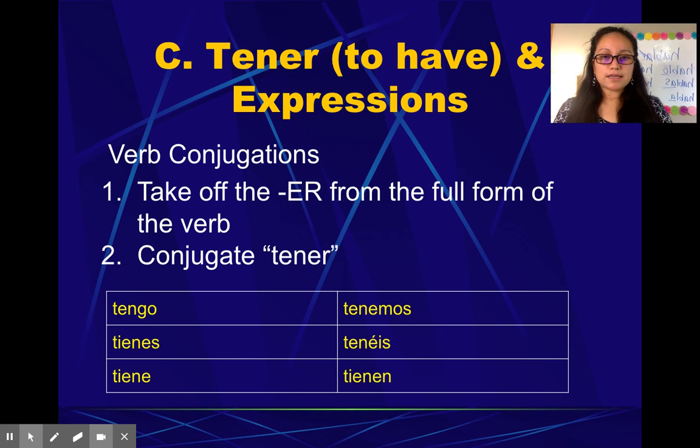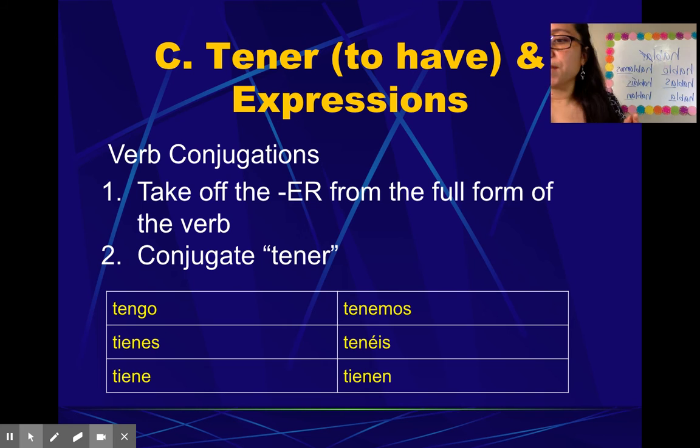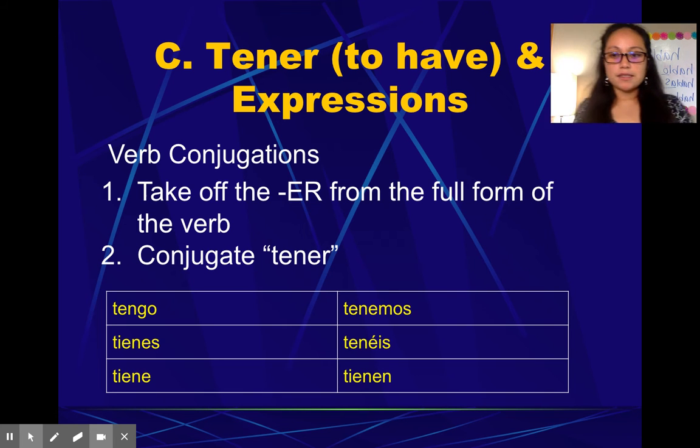How do you conjugate tener? It's an irregular verb, so it doesn't follow the normal format of an AR verb. It's a completely different verb. So if you were in Español II with me last year, we practiced with tener, okay? So let's go ahead and look at this example.